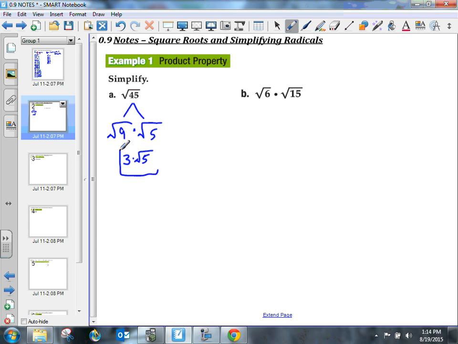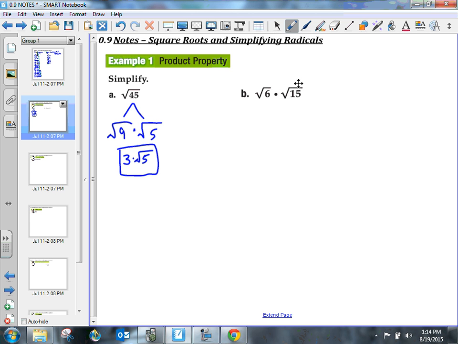This is in simplified form, and we want to be able to do that. You guys can all get to this point. Getting to this point is a little bit tricky. Now, let's take a look at part B. Part B is the square root of 6 times the square root of 15, and we want to simplify that.